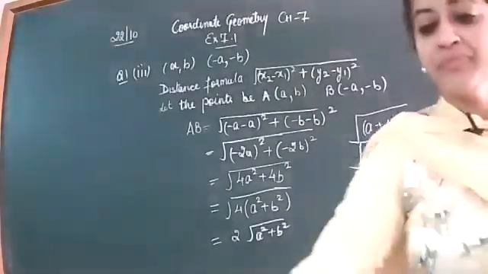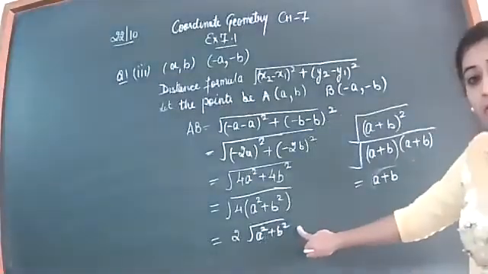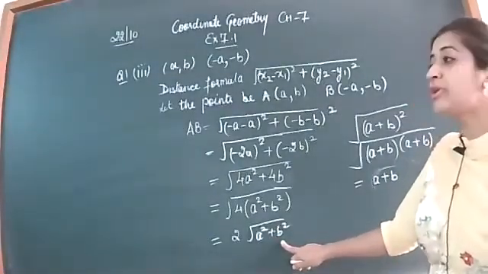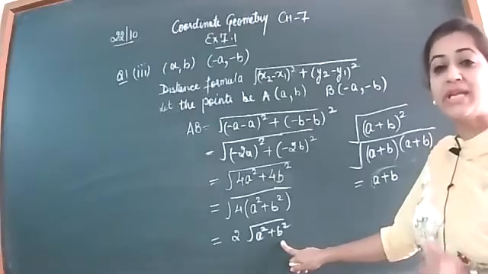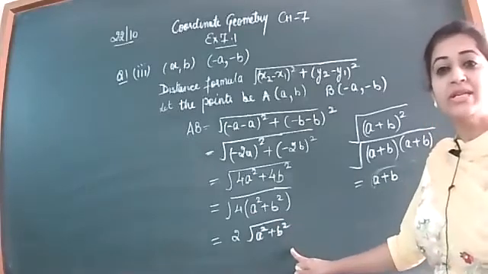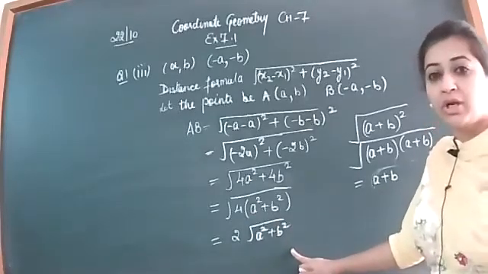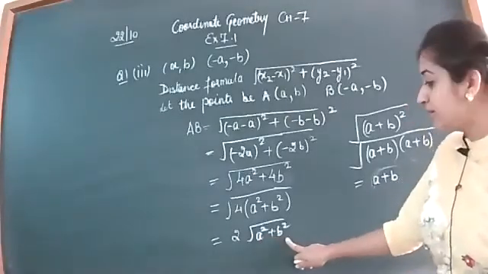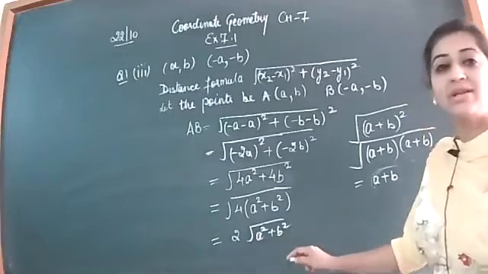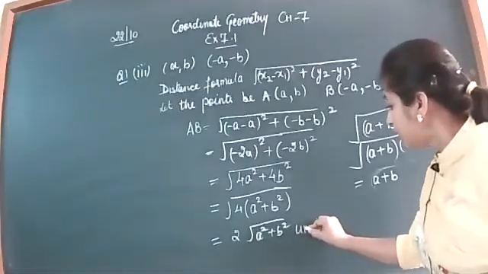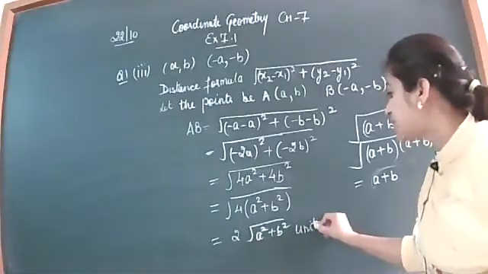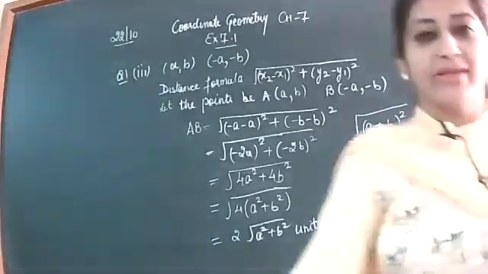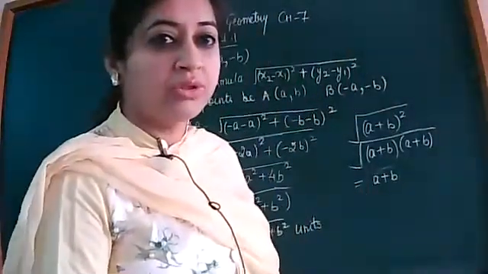But here in this term, separate squares are there, so you can't take it out, because for taking the term out of the root, you need a whole square or you need the complete term 2 times. But here, individual squares are there, so you can't take it out. This will be your answer, and no unit is given, so you will simply write twice under root a square plus b square units. Is it okay, beta? Any doubt?